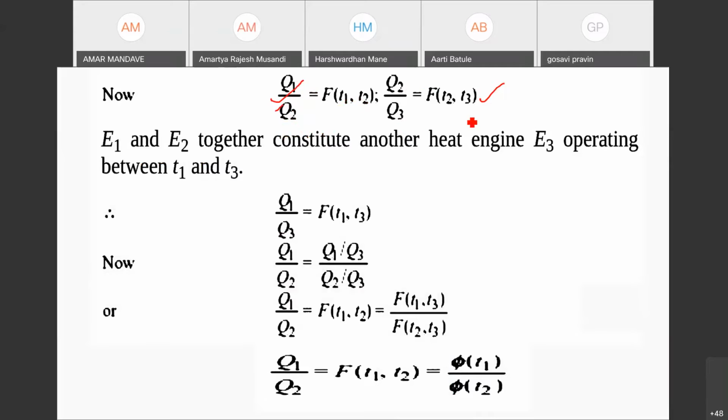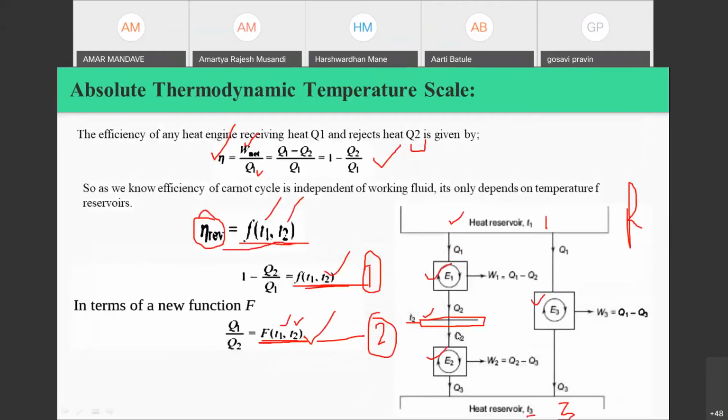Similarly, for the second engine also, we can write Q2 upon Q3 is equal to a function of T2 and T3. Here you can see Q2 is the input heat to the second engine, Q3 is the output or rejected heat, and the temperature T2 is for the second reservoir and T3 for the third reservoir.